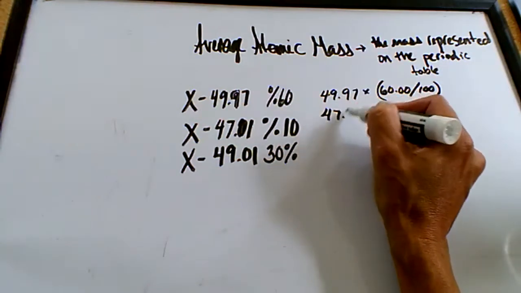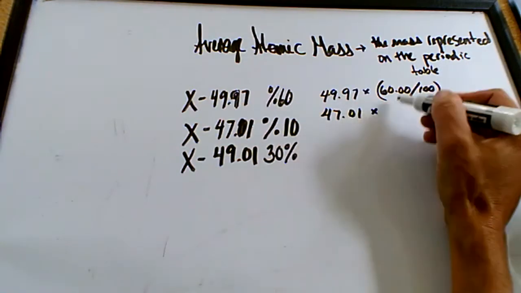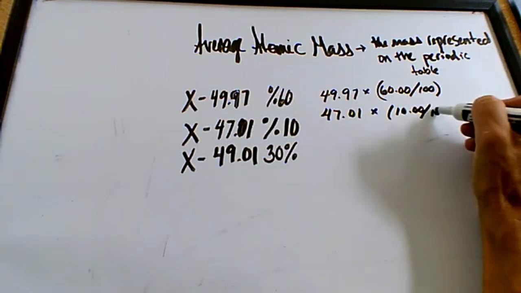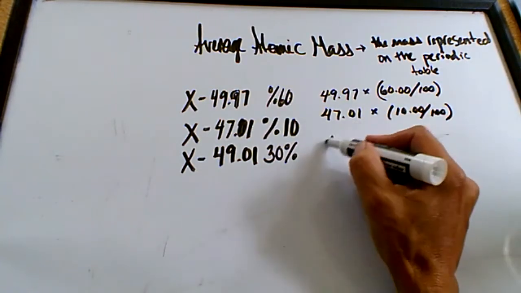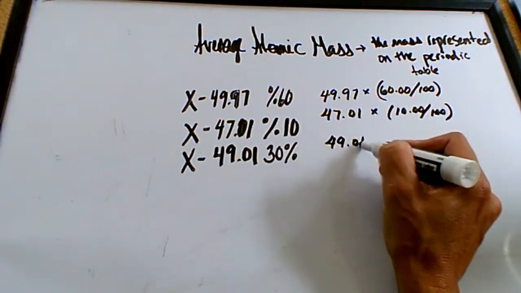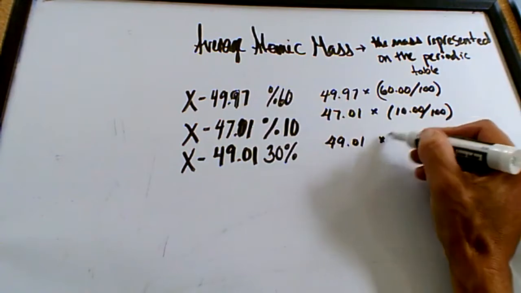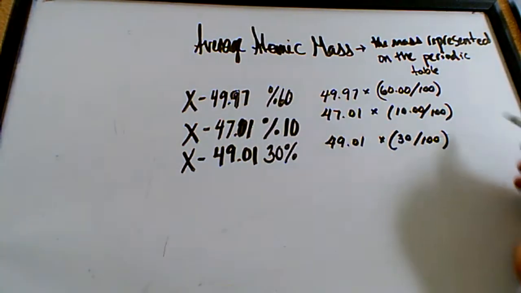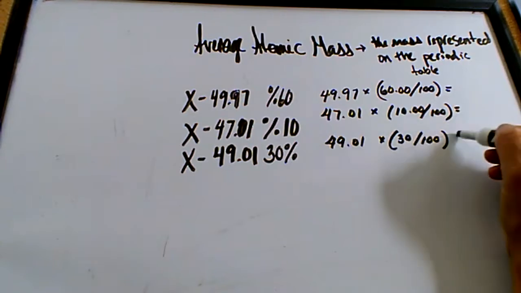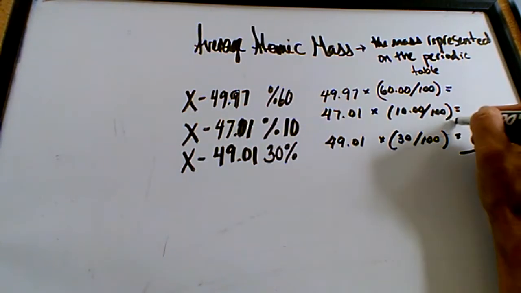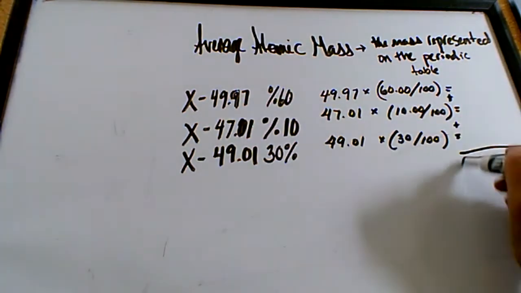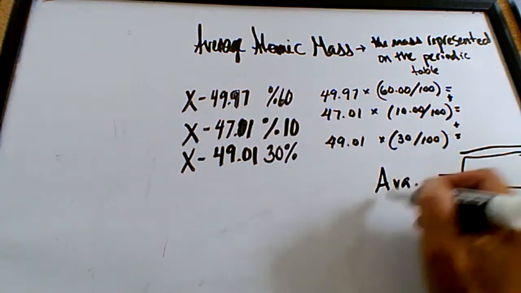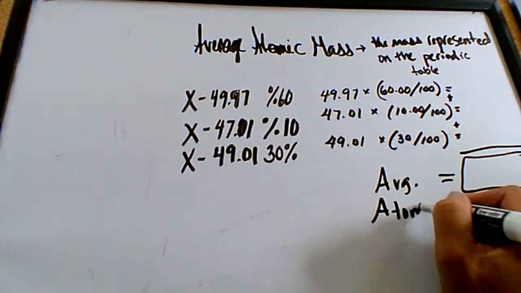We're going to take 47.01, multiply it by 10, and divide that by 100 either now or later. We're going to take 49.01, multiply it by 30, and divide that by 100 either now or later. We're going to get these values, add them up, and we're going to have our average atomic mass.